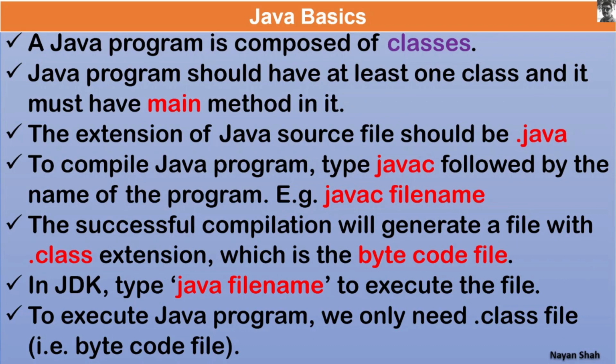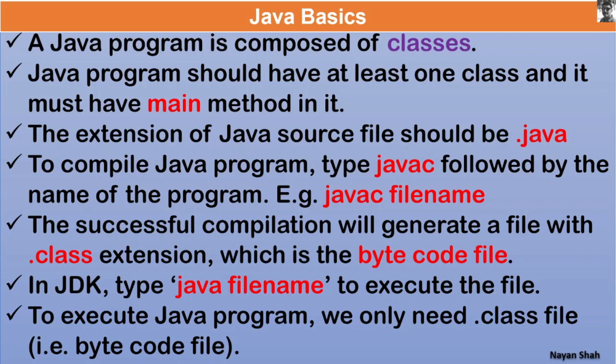So a Java program is composed of classes. Now what classes are, and details about classes, we will learn further in the chapter. But right now you understand that every Java program is composed of different classes. There may be one or there may be n number of classes in your Java program. A Java program should have at least one class, and then it must have a main method in it.